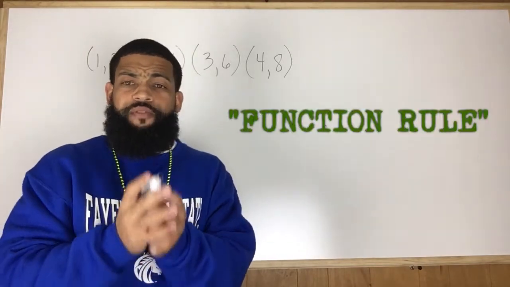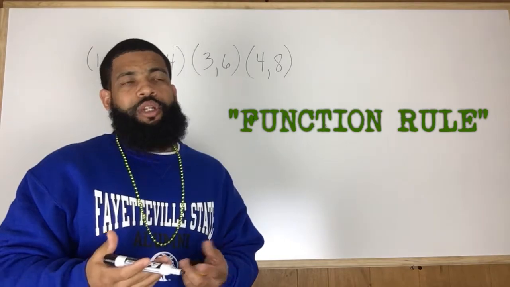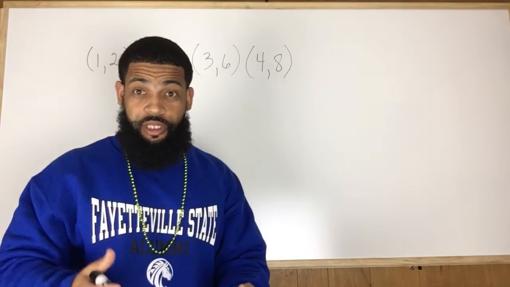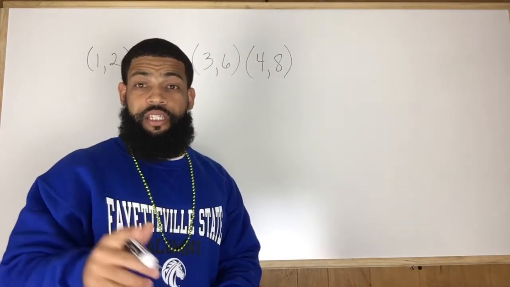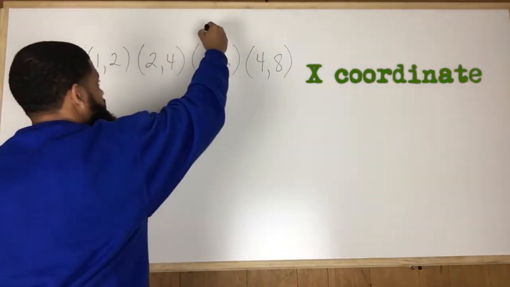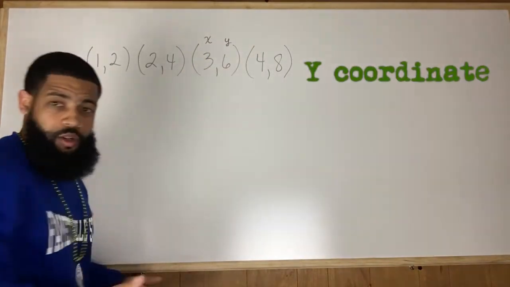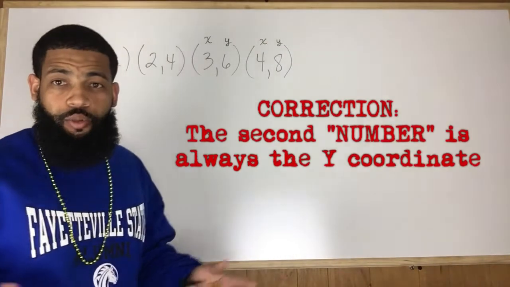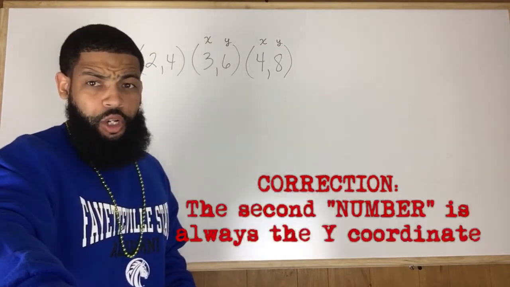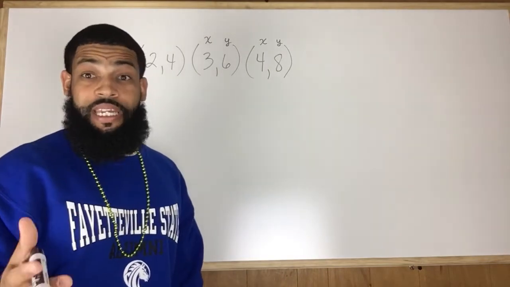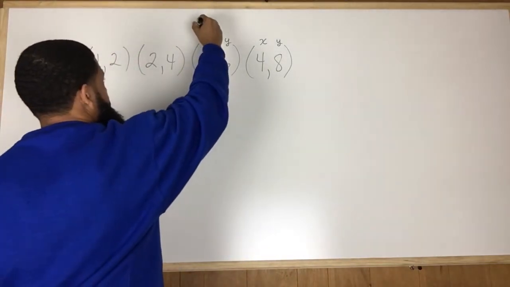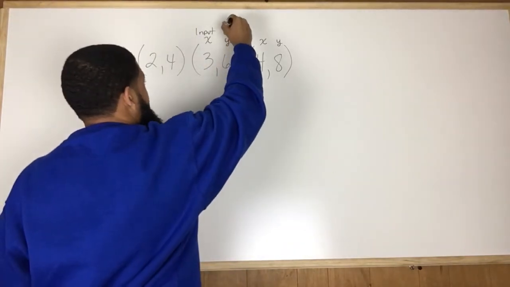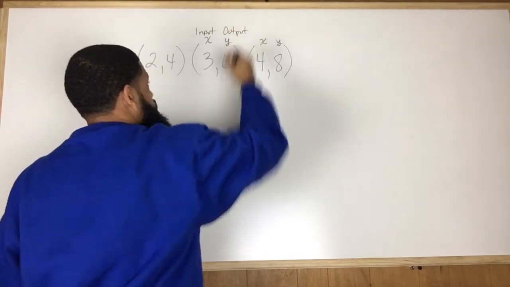So let's come up with a function rule. And in this case, we're not actually coming up with it arbitrarily. These ordered pairs follow a specific set of rules. A few things I want to point out is that we have our x coordinates and we have our y coordinates. For every ordered pair, the first number is always our x coordinate. The second number is always the y coordinate. Also, we want to look at them in terms of input and output. So the x coordinate is always your input. The y coordinate is always your output.